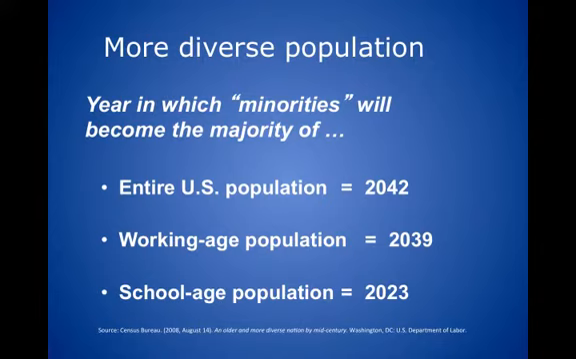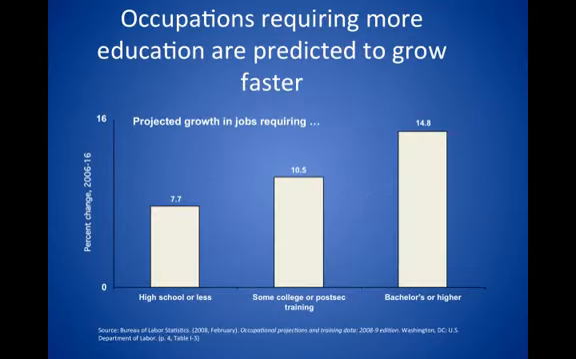So some more statistics in terms of diversity. Just by 2023, the school-age population in which the minorities will become the majority. So for teachers, this is how we need to think about who our students are going to be and how we teach them and what are the best practices for working with students that are considered the minorities. So we're going to have a very culturally diverse school-age population.